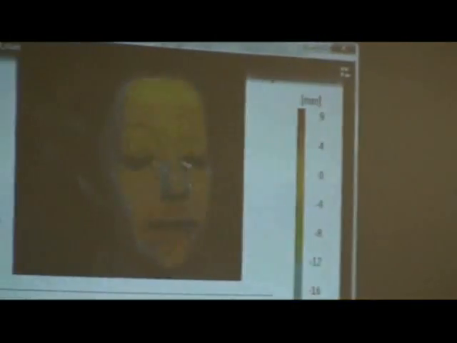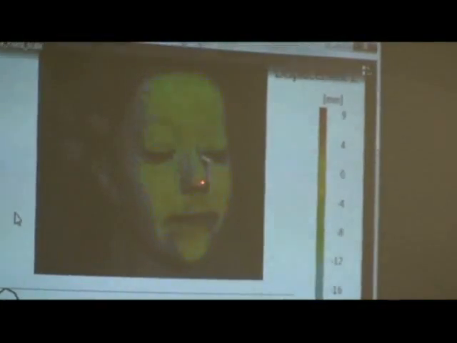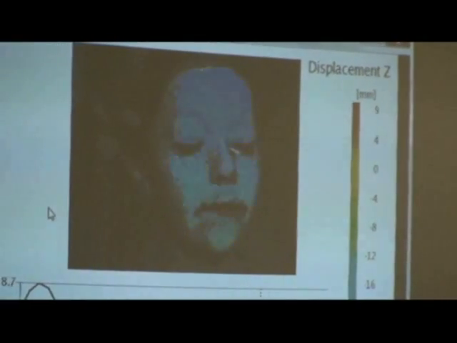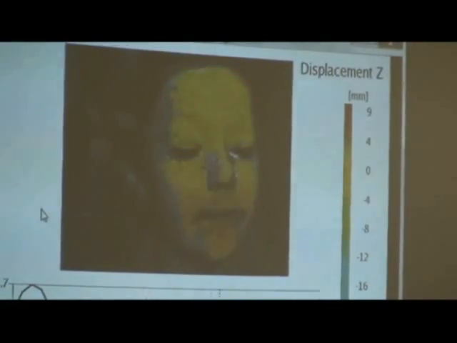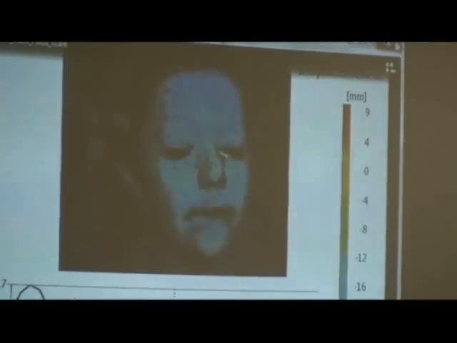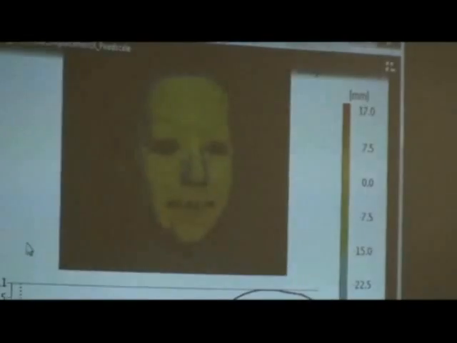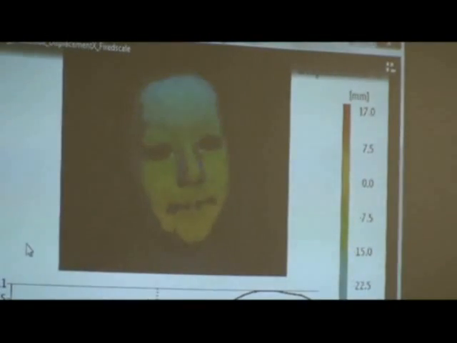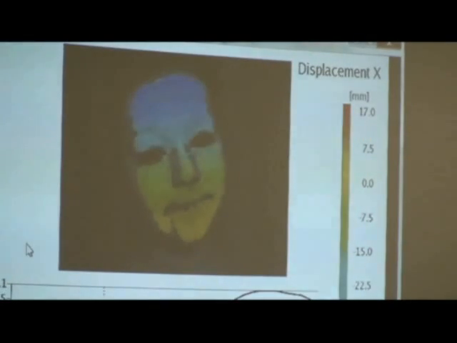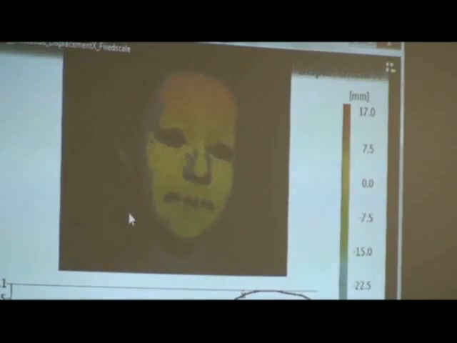So let's go back to my daughter, and let's start looking at how we can use this for vibration measurement. This is me pushing her face back and forth, and we're tracking the point on her nose. You can see the motion of her nose back and forth as the face is going back and forth. That's the displacement in the z direction. As I said, this is a three-dimensional technique, so we can also get other measurements. This is her rocking back and forth, and now we're looking at the measurement in the in-plane direction, not the out-of-plane direction. And we can do the same thing for the y direction as well.